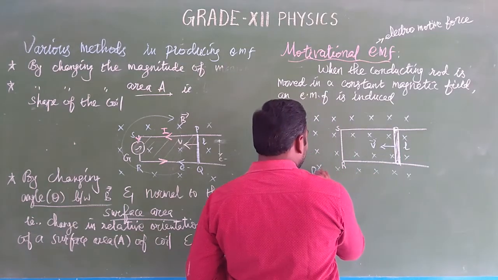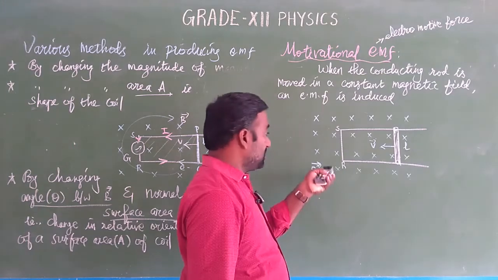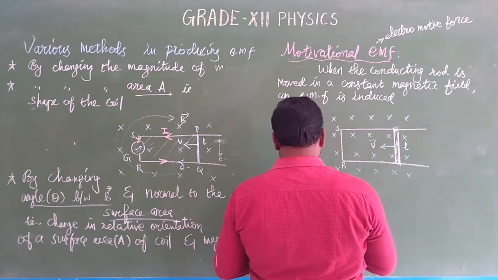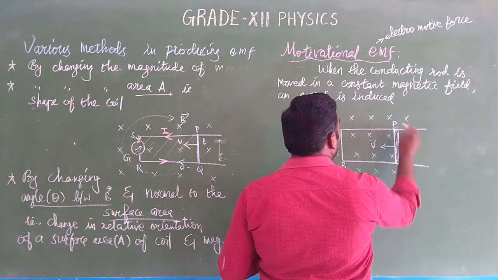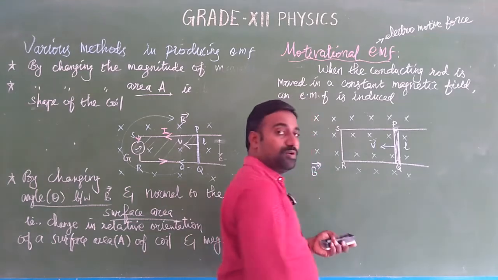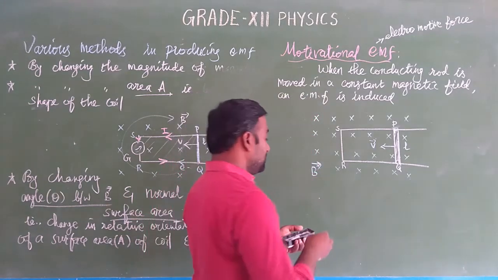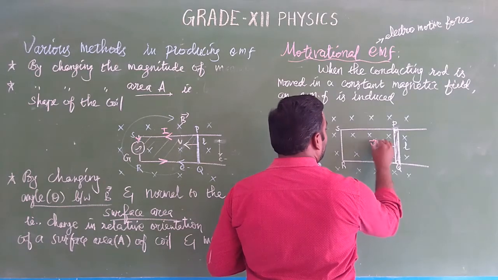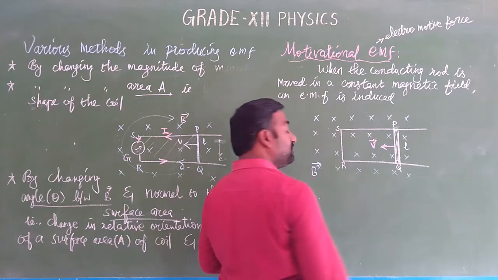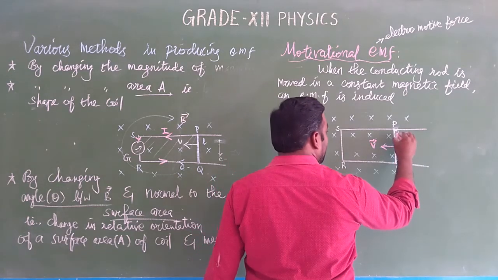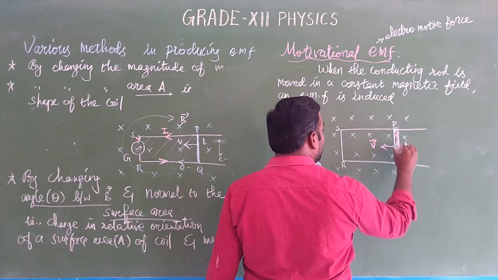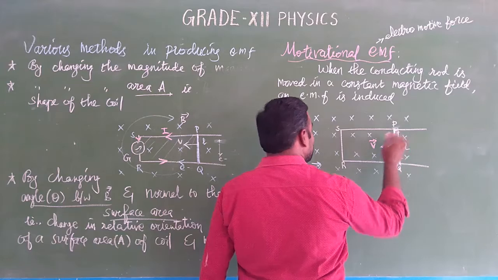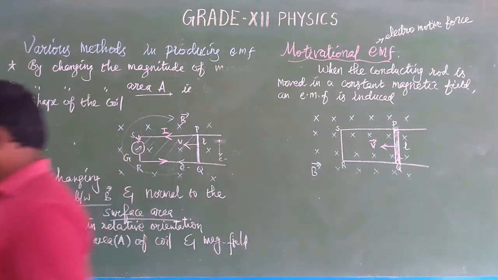And the strength of the magnetic field in the region is B. This is the frame PQRS, but P and Q alone are movable. As I said already, the rod PQ is moving. The rod is moving to the left hand side. What will happen? In the conductor, the electrons are moving from P to Q. To compensate the electrons, here the opposite charge is induced.